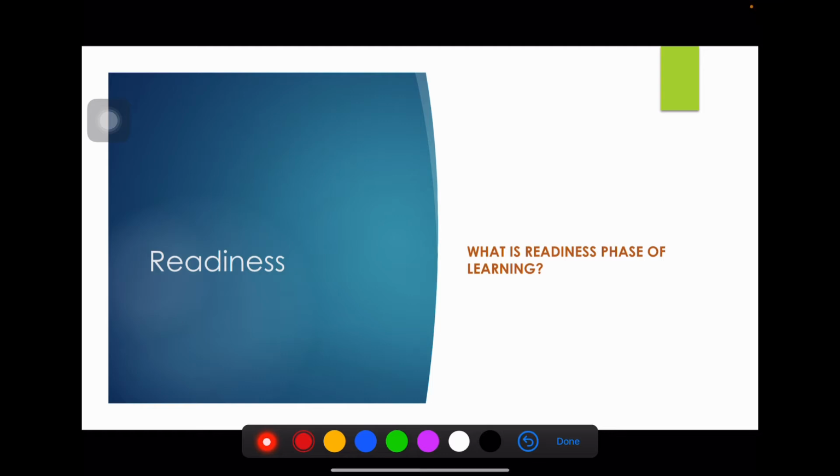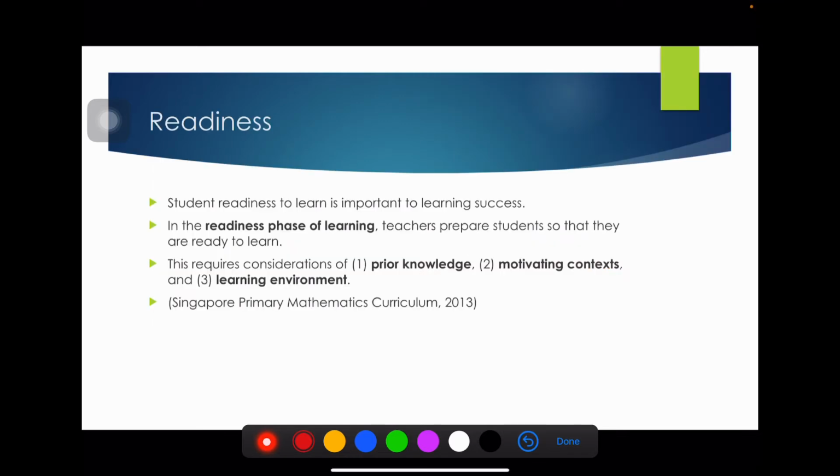Okay, let's look at the readiness phase of learning. So the first thing is that students must know what they are learning. Okay, so they need to know the LO at the beginning, okay, of the lesson. So you can have it at the beginning of readiness, or you finish the readiness and then you let them know what the lesson is about.